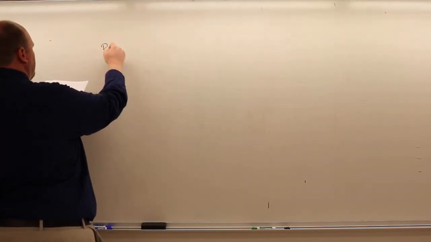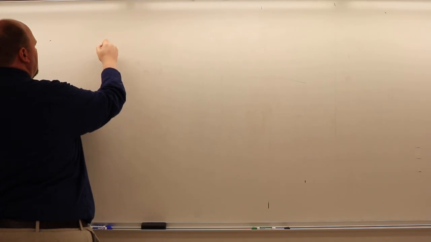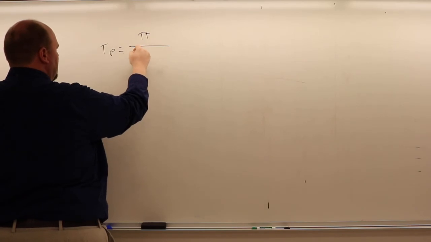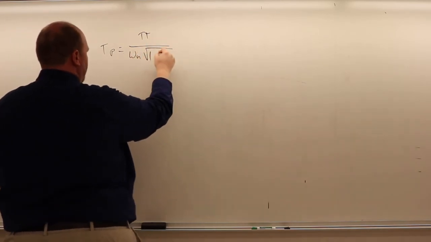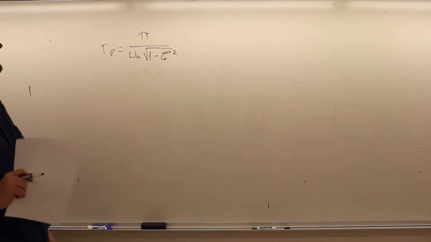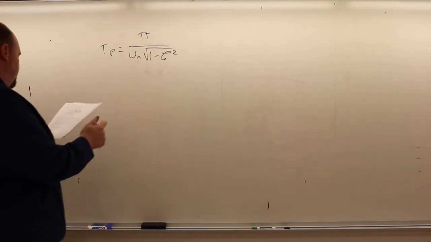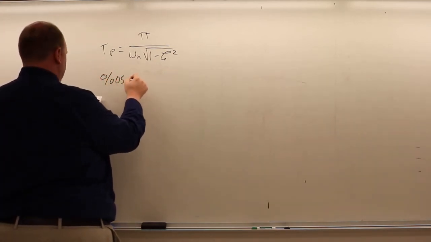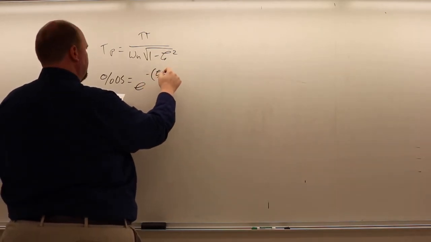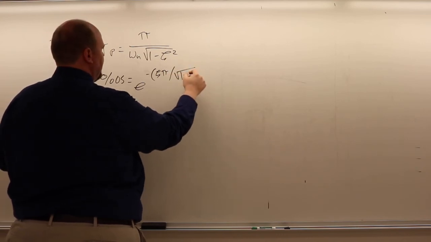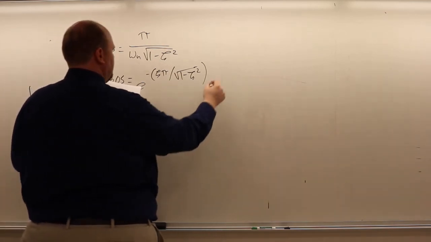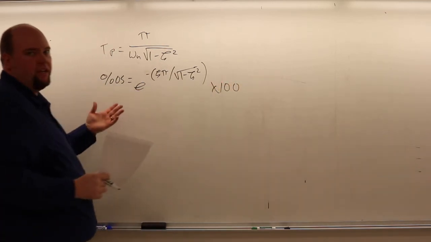Time to peak would be pi over the natural frequency times the square root of 1 minus damping ratio squared. Percent overshoot is going to be e to the negative damping ratio times pi over the square root of 1 minus damping ratio squared, times 100. It is a percent, after all.